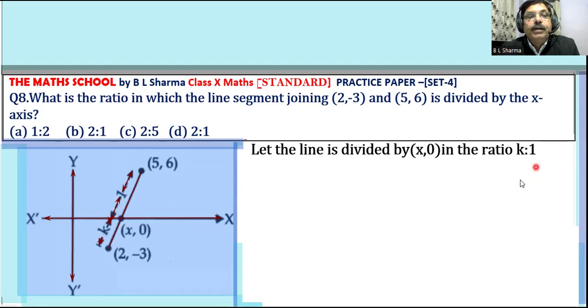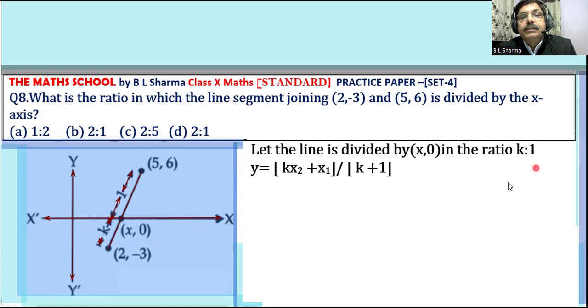Then using the section formula, let the coordinates of this point be x, 0, because on the x-axis the y coordinate is always 0. That is why we have written 0 in place of the y coordinate, because this is the x-axis. Using the section formula, m1 x2 plus m2 x1 upon m1 plus m2. Here we have taken m1 as k and m2 as 1. ये हमने रेशियो लिया है m1 की जगह k and in place of m2 1. So here the y coordinate is 0.